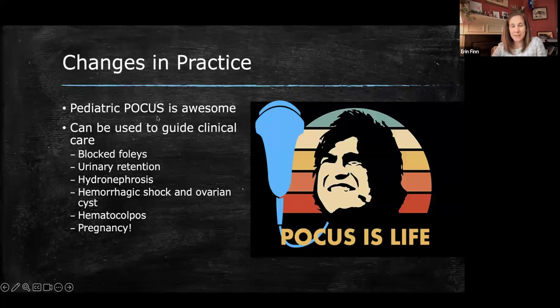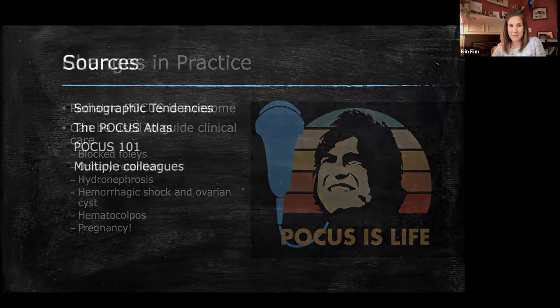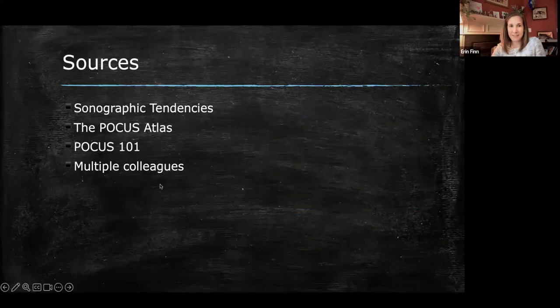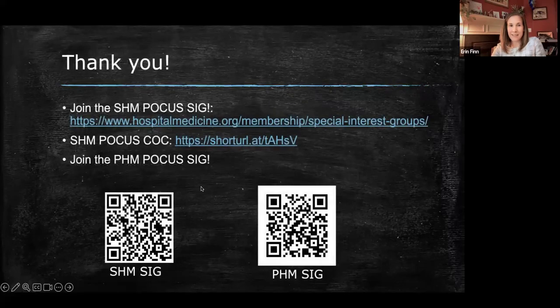And so those are our cases, and hopefully they were helpful to you. Just in summary, pediatric and adult POCUS is awesome. And I just listed some of the fun diagnoses that we went through with our cases, but it can really change your differential diagnosis pretty quickly and is very useful. We had a few sources, including multiple colleagues. So thank you all for listening. We're happy to answer any questions or go back through any of the cases if you want us to.